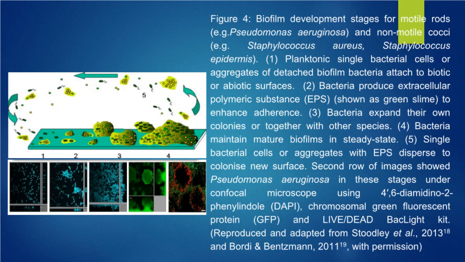1. Planktonic single bacterial cells or aggregates of detached biofilm bacteria attach to biotic or abiotic surfaces. 2. Bacteria produce extracellular polymeric substance, EPS, shown as green slime, to enhance adherence. 3. Bacteria expand their own colonies or together with other species. 4. Bacteria maintain mature biofilms in steady state. 5. Single bacterial cells or aggregates with EPS disperse to colonize new surfaces. The second row of images shows Pseudomonas aeruginosa in these stages under confocal microscope using 4',6-diamidino-2-phenylindole (DAPI), chromosomal green fluorescent protein (GFP), and a LIVE/DEAD BacLight kit.